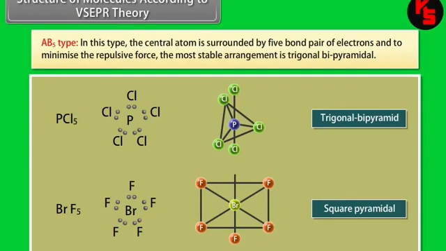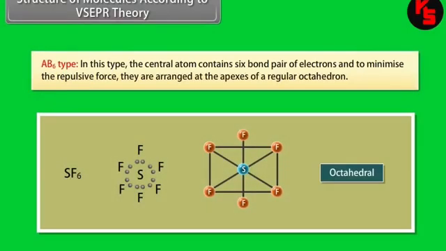minimize the repulsive force, the most stable arrangement is trigonal bipyramidal. AB6 type. In this type, the central atom contains six bond pair of electrons, and to minimize the repulsive force, they are arranged at the apexes of a regular octahedron.